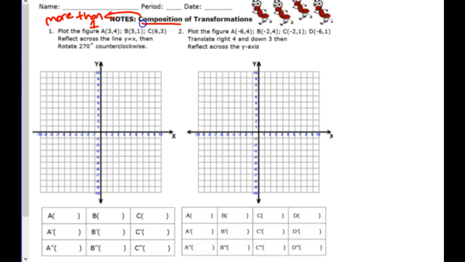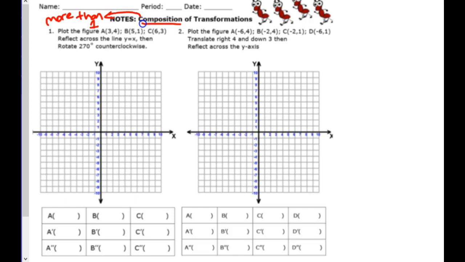So you notice I have these boxes, this little table of all these points. We're going to do a transformation, and then we're going to do another transformation. More than one, right? We're going to do two of them, two of them, two of them, and then we're going to do three of them. Okay? So here we go. First things first, it says plot the figure. So what are we going to do? Plot the figure. Let's do it.